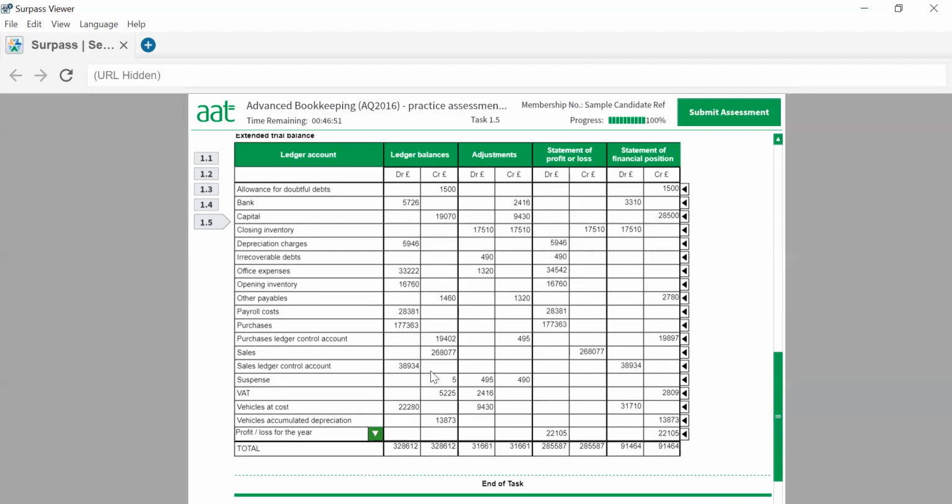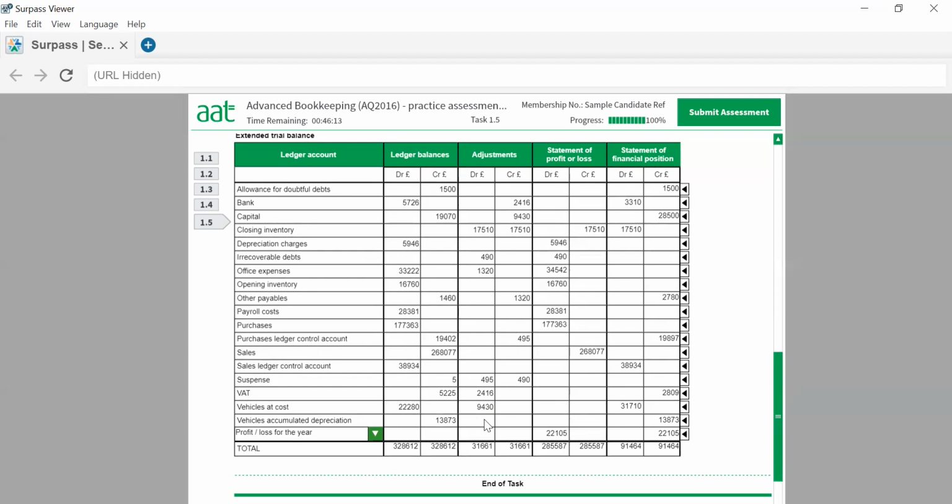Sales ledger control account are your debtors, so therefore it is a current asset, so you debit your statement of financial position 38934. VAT is on the credit side, as you can see, 5225. You've got an adjustment, which is on the debit side, of 2416. So the difference between them is 2809. VAT for this one is a liability in the statement of financial position, so it goes under current liabilities.